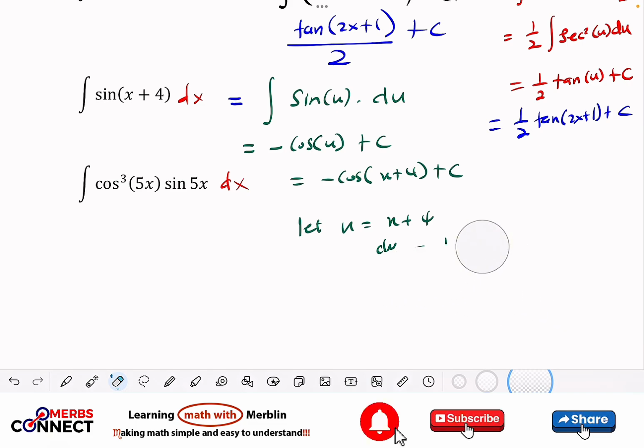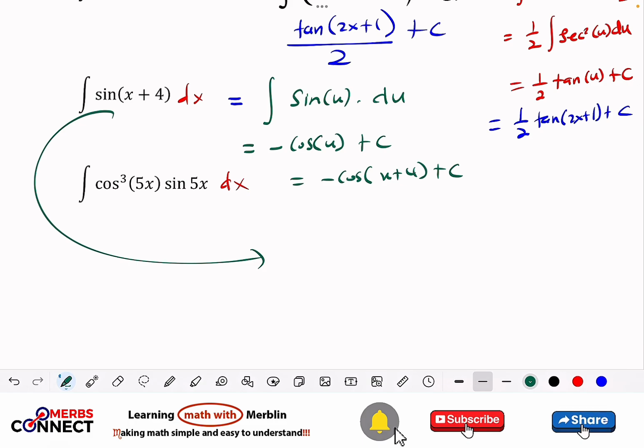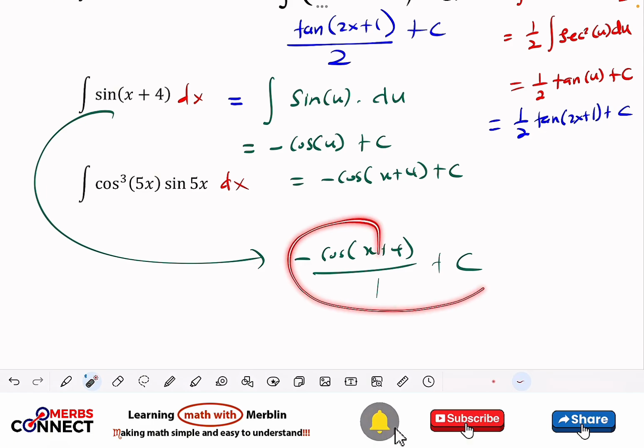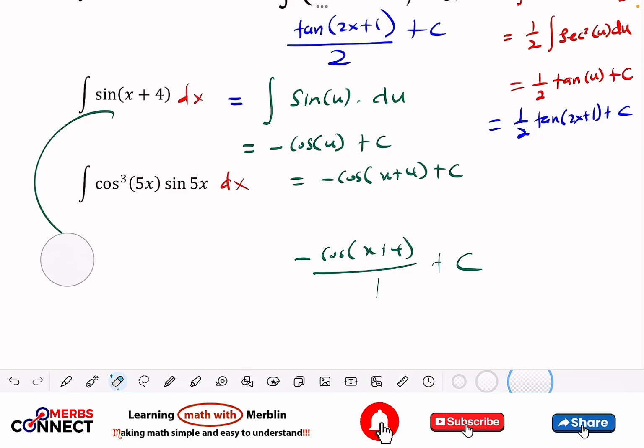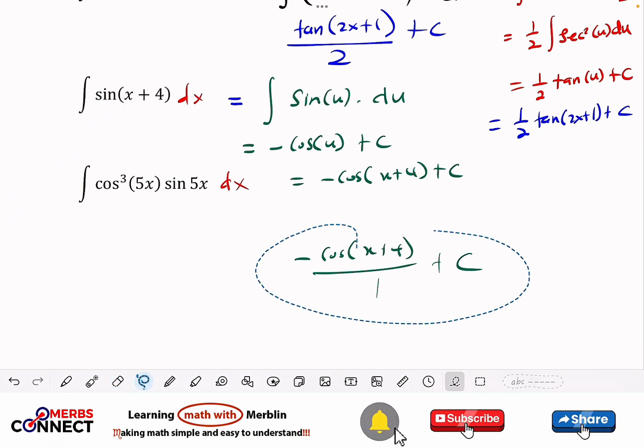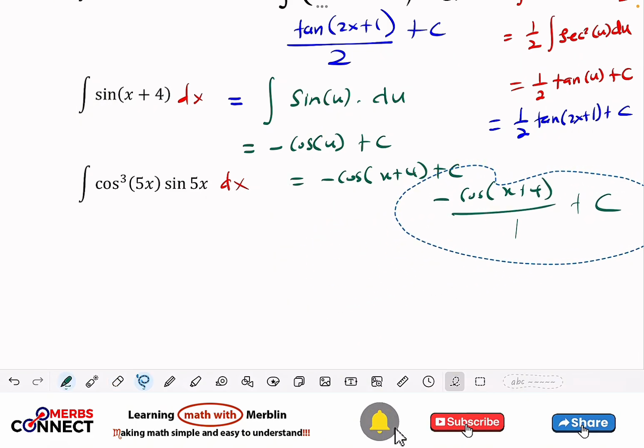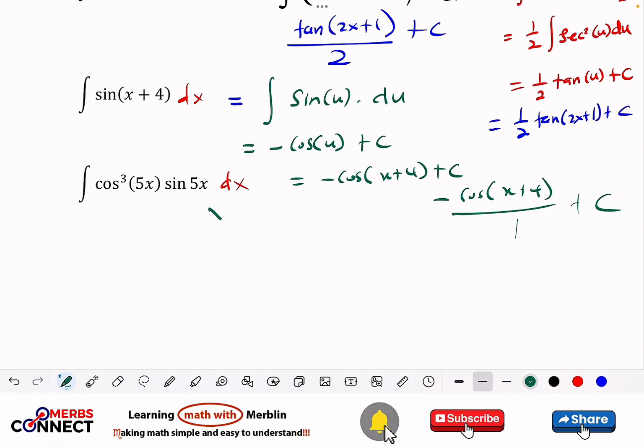Now let's use the shortcut. So the shortcut is very simple. So I'm putting the shortcut here. Shortcut, when I integrate sine, I get minus cos of x plus 4. And then when I differentiate what is inside the parentheses, I'm going to get it to be divided by 1 plus c. And this is the same as that. So this is the shortcut that you can also use to solve your function. Okay. Now let's do the last one here. The last one here, this is good.